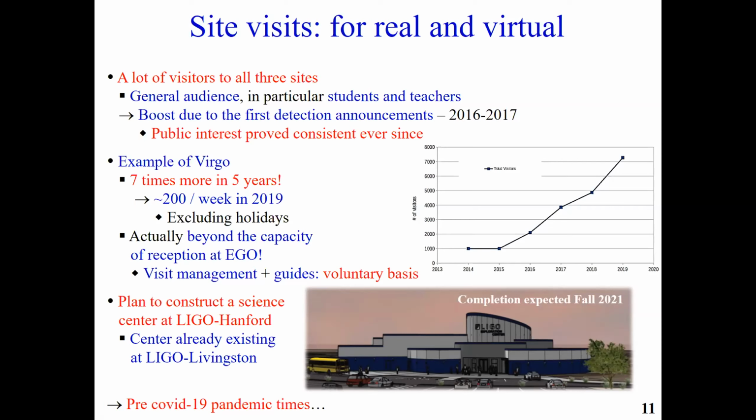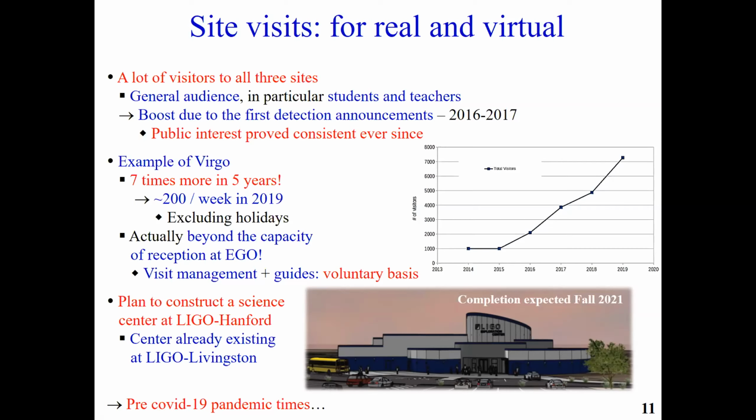So that's a lot, and that's actually beyond the capability of reception that we have at EGO, which is the site of Virgo, because everything has been done so far on a voluntary basis. So we tried to accept all the visit requests. Now, of course, things have changed, but that was really a big job.